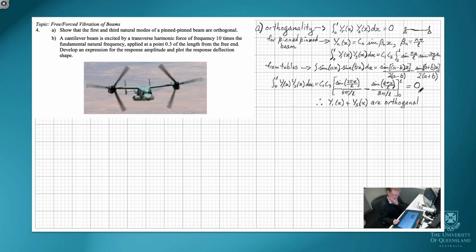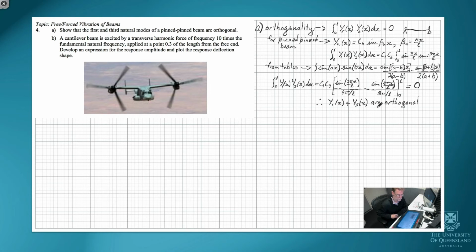Okay, so remember that means that these shapes are completely independent of each other, so they don't pass energy to each other in a linear system. And also, because these shapes are completely independent and orthogonal, we can use them as basic building blocks to represent other shapes, like the forced deflection shape.